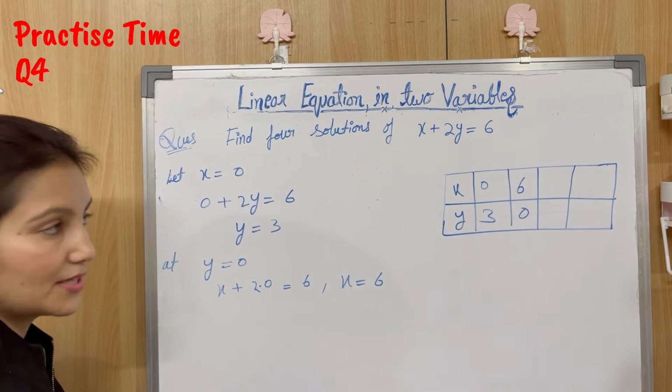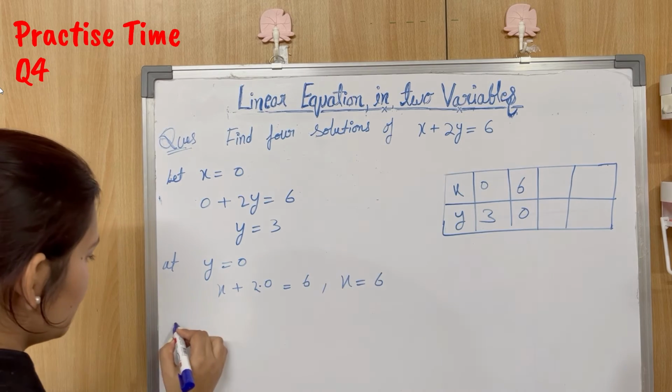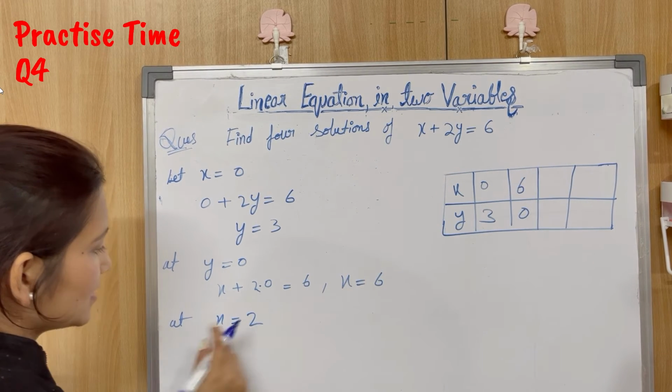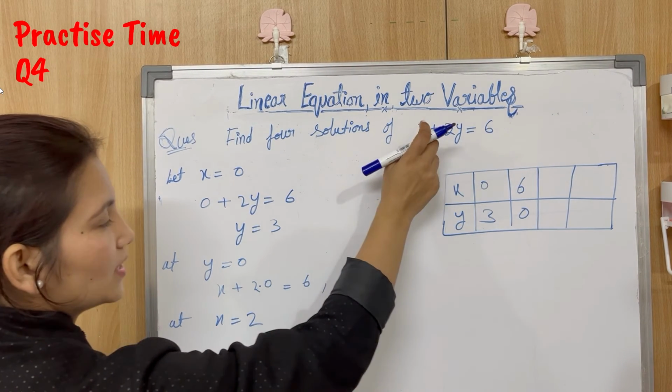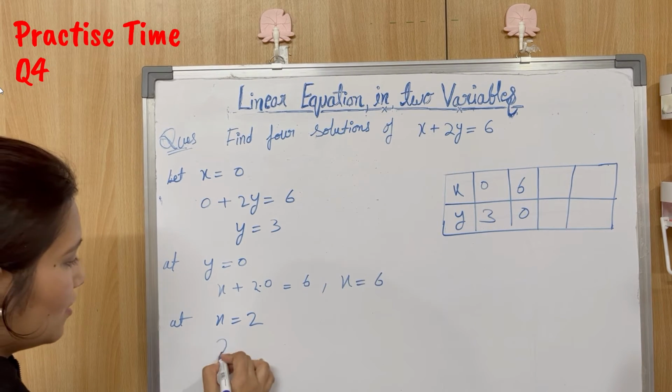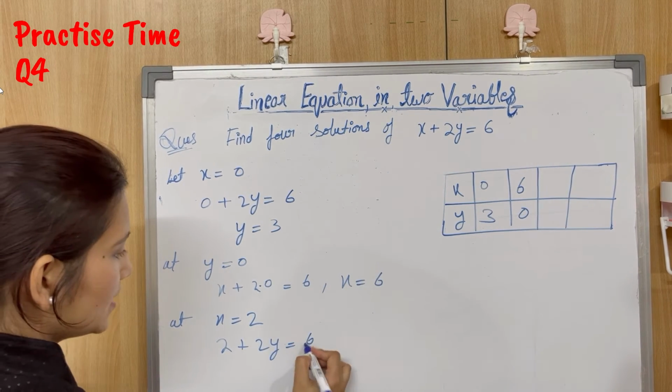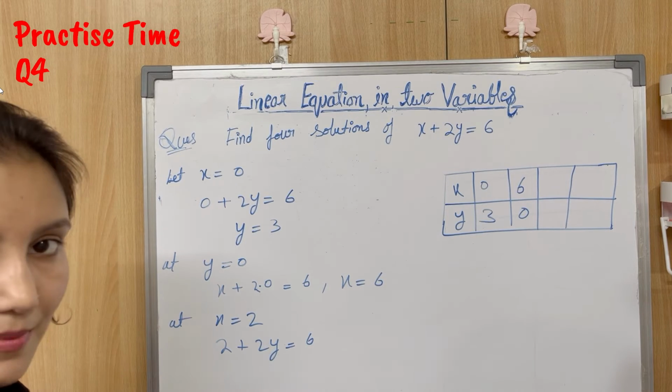Now let's try with some other values. Put x as 2. Let x is equal to 2. So once I replace x with 2, what will I get? 2 plus 2y is equal to 6. Means 2y is equal to 6 minus 2, means 4.